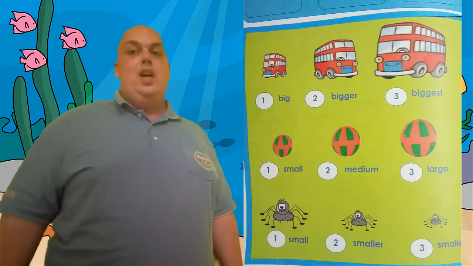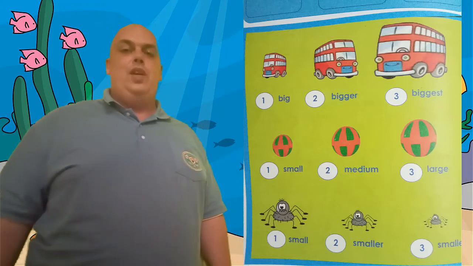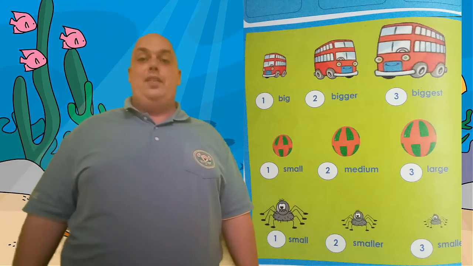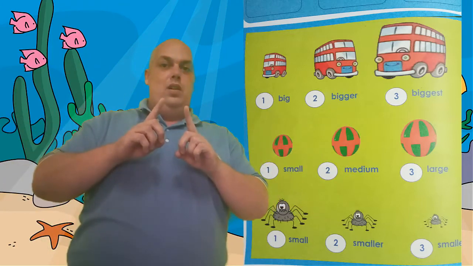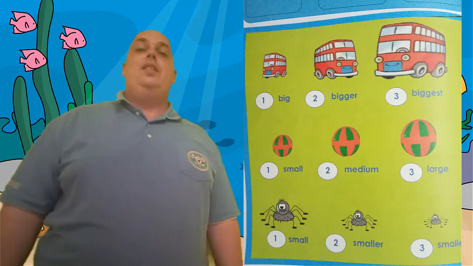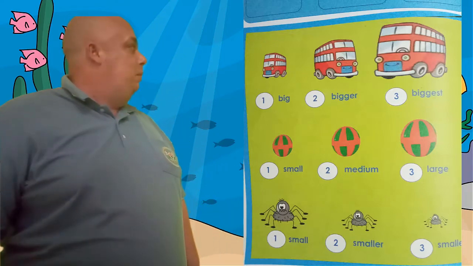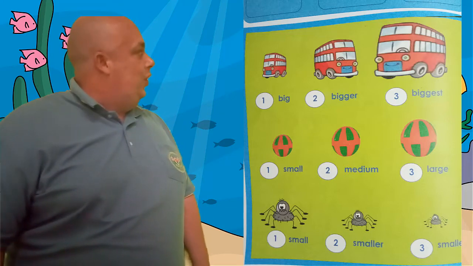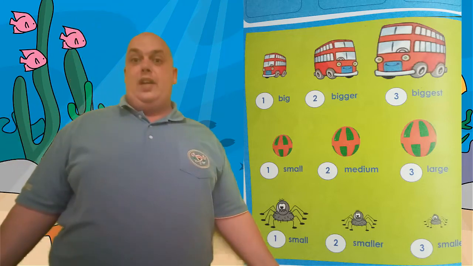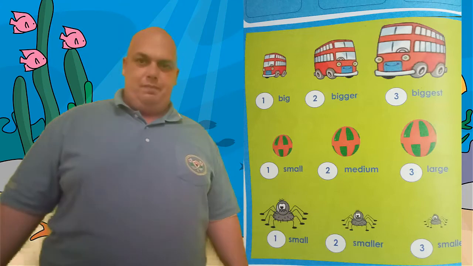Okay, so let's have a look at the top row over there. Over there we have three buses. Yes, we have three buses. Now, a bus is big or small? Yes, a bus is big. All right, but let's have a look at that first bus over there. So the first bus over there is big, yes, because a bus is always big.